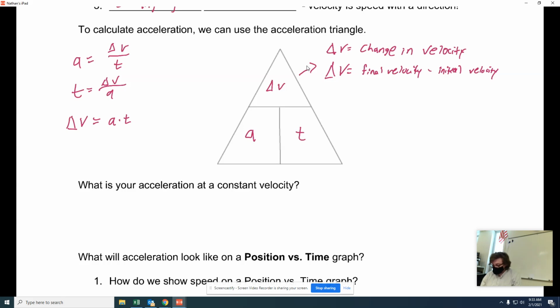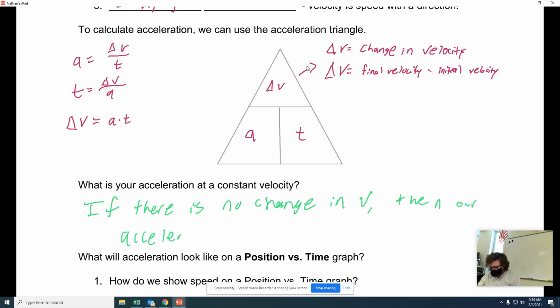Hopefully you've come up with an idea, but let's talk about this one together. If we're at a constant velocity, that means there is no change in velocity. So if there is no change in velocity, then our acceleration will be 0. There won't be any acceleration because we're not speeding up, we're not slowing down, and we're not changing directions.